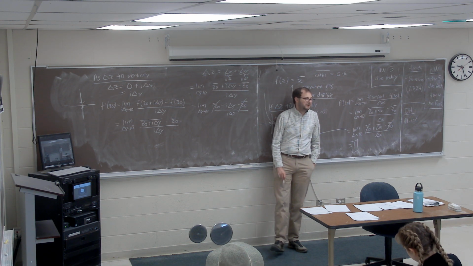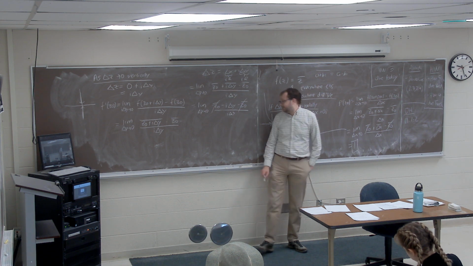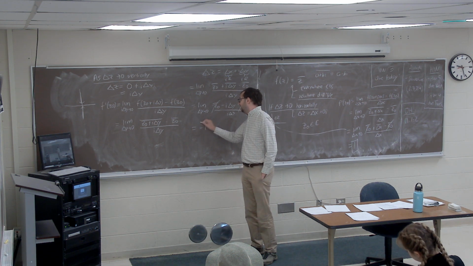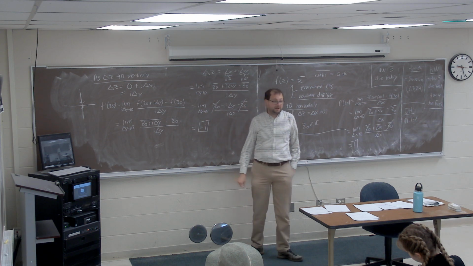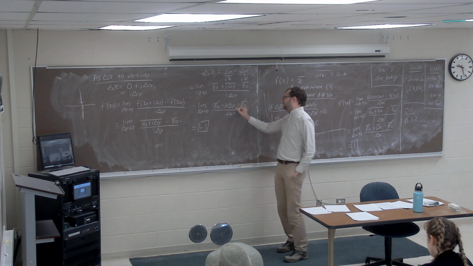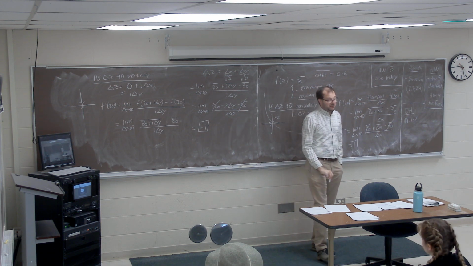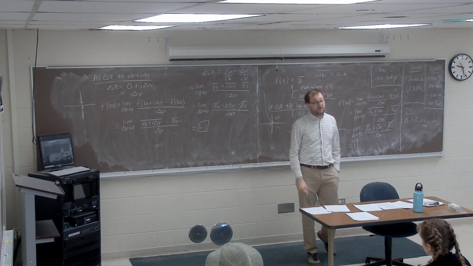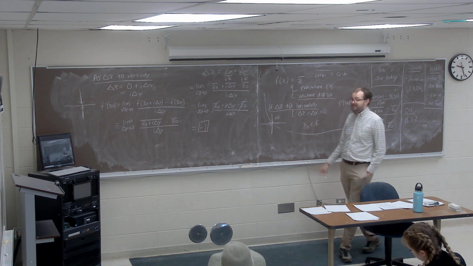Gary, what's that limit going to go to? -1. It's going to be a limit of -1. The i's will cancel out, you'll just be left with negative delta y over delta y, which is always -1 as long as delta y is not at 0 itself.